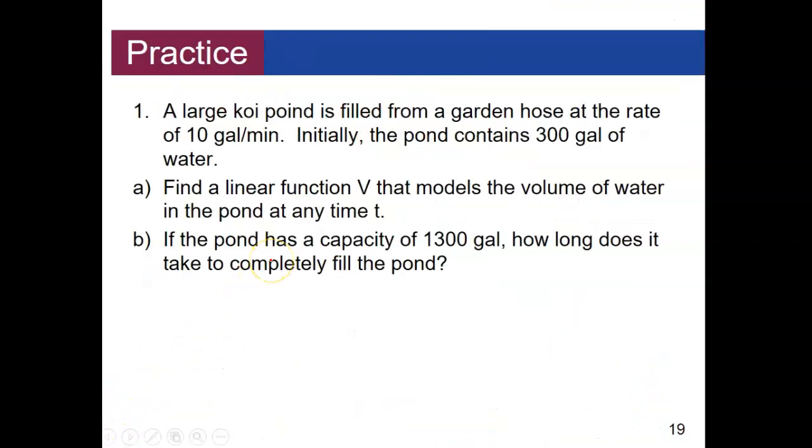Okay, here's some others that I would like for you to try. I've included the answers on the next slide. So if you'll try this on your own, and then take a look at what your answers should be.